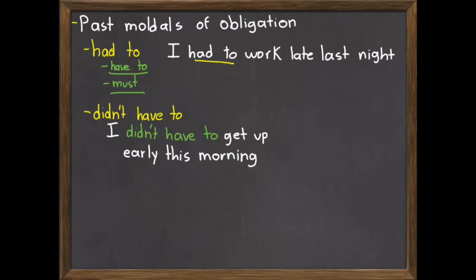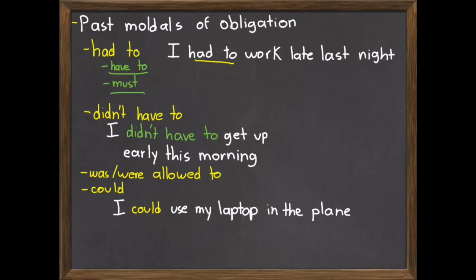Now, let's look at another part. This is permission. Was or were allowed to and could, or was not allowed to, were not allowed to, or could not. We use them to talk about permission in the past. For example, I could use my laptop in the play, meaning that I had permission to use it, but, for example, I wasn't allowed to use my phone, would be that you don't have permission to do something.